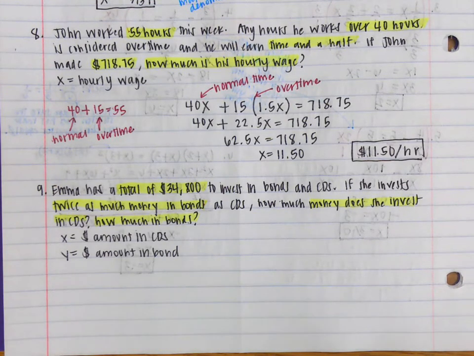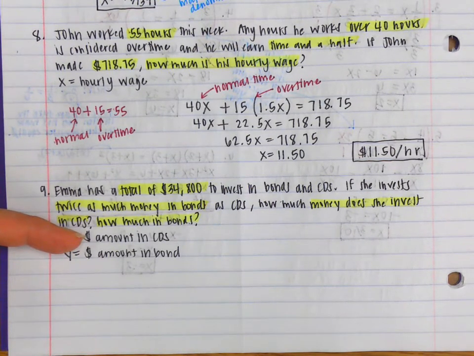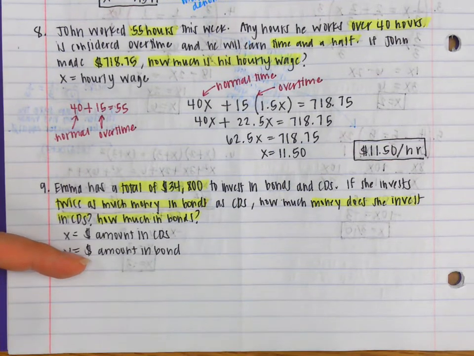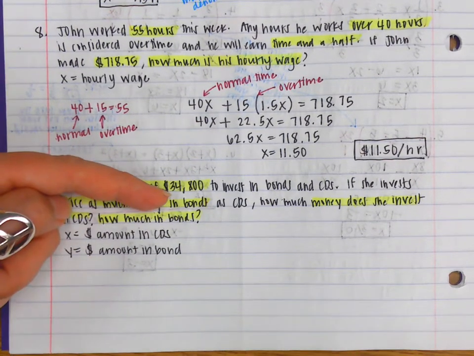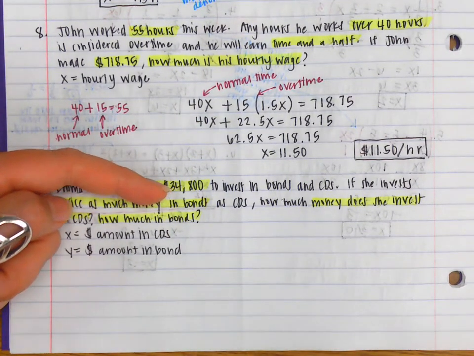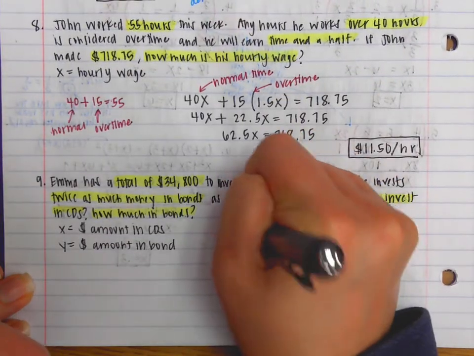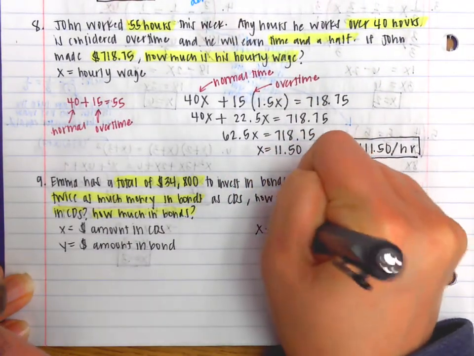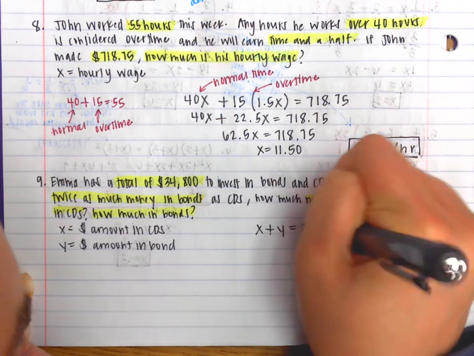And so it's really a basic equation there. It's the amount of money that she's putting into the CDs plus the amount of money that she's putting into bonds is equal to her total amount of money that she has. And so that equation is just X plus Y equals 34,800.